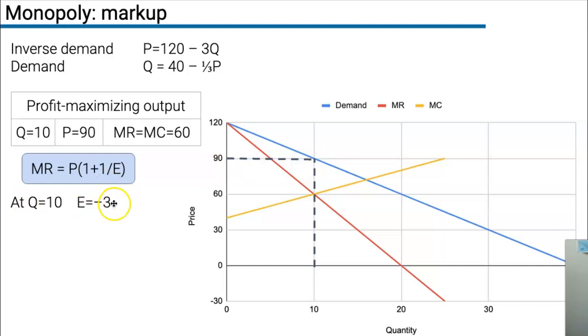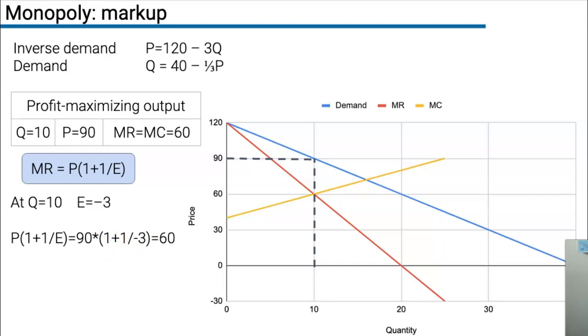So let's plug the elasticity of negative 3 into the formula. Price times 1 plus 1 over the elasticity. Price is 90. 1 plus 1 over the elasticity is 1 plus 1 over negative 3. So that's going to be 90 times 2/3. And that exactly equals 60. So you can see, using this example, that the formula works. Marginal revenue is price adjusted by a specific elasticity equation.